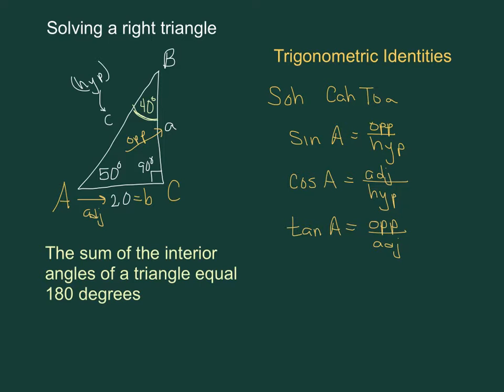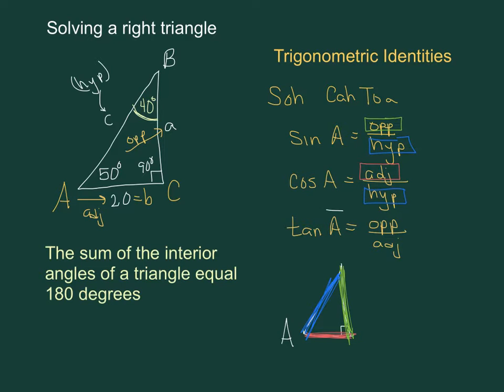Let me do this using a bit of color coding so you can see it better. Here's my 90 degree angle, and here's angle A. Here is my adjacent side, and here is my opposite side. Now the hypotenuse stays the same because it never changes. So there's your hypotenuse.